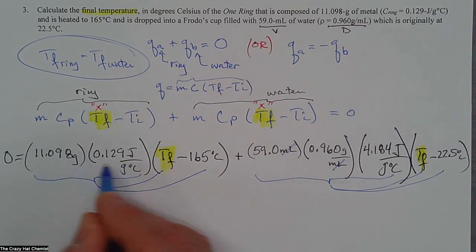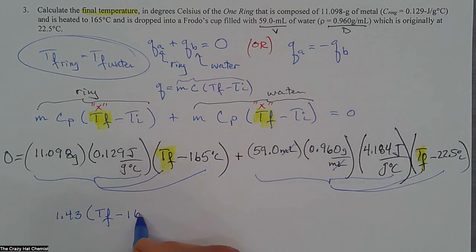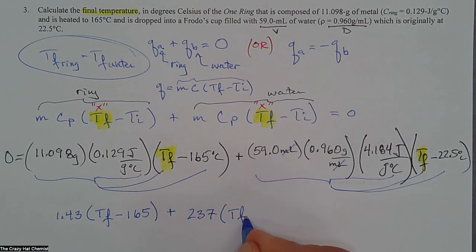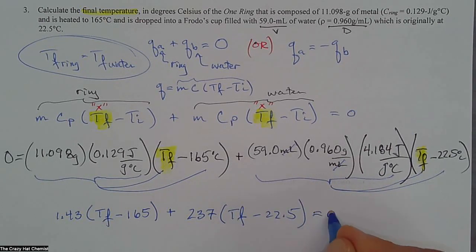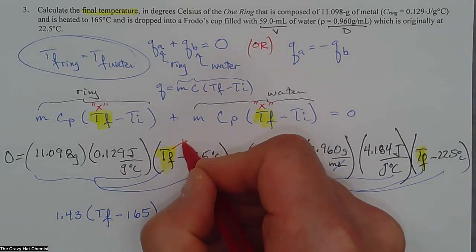The product of these two numbers is 1.43 times (TF minus the TI, which is the 165), plus the product of these three numbers here, which is 237, times (TF minus the 22.5), and then equals 0. One thing that I've done here, and I hope you've noticed, is I've taken out all the units. I'm going to put the units back in there. We know that the final temperature is going to have to be in degrees Celsius.